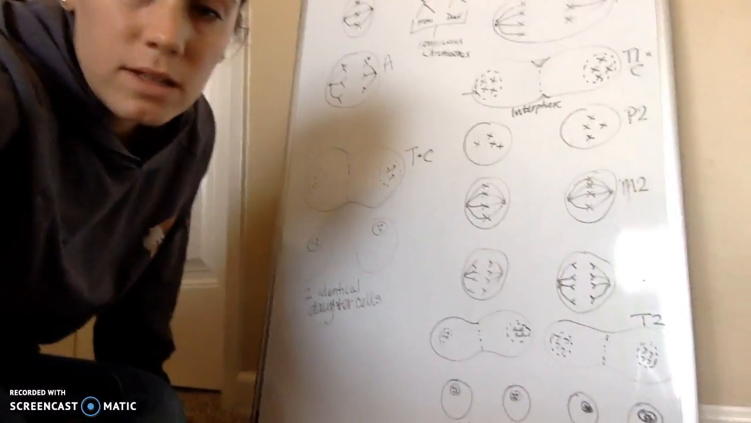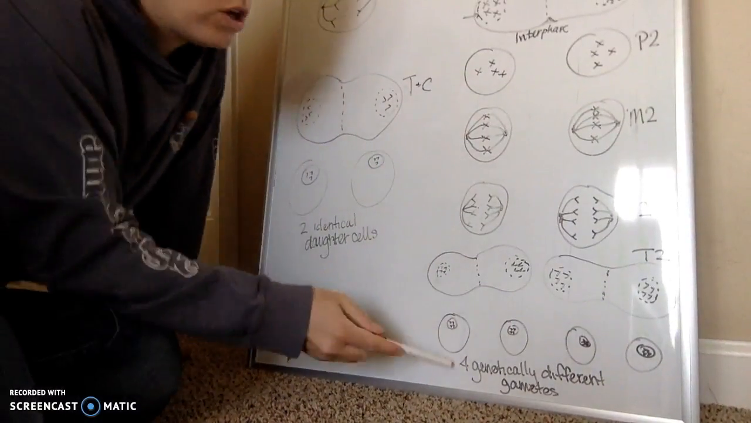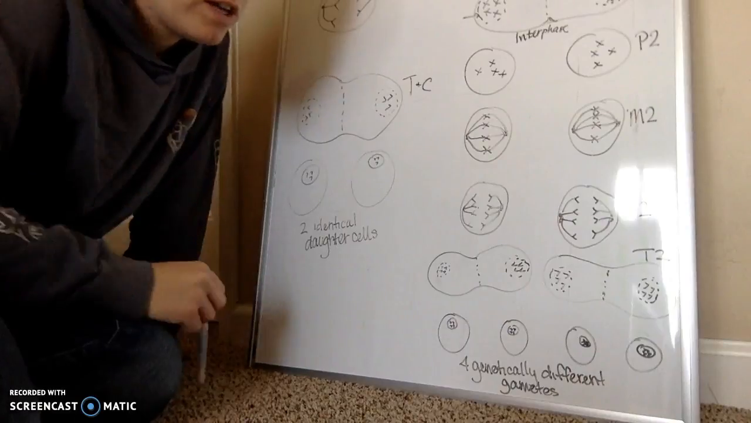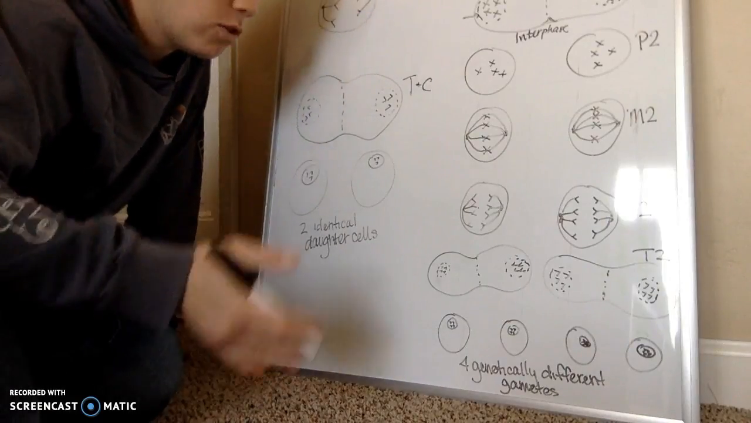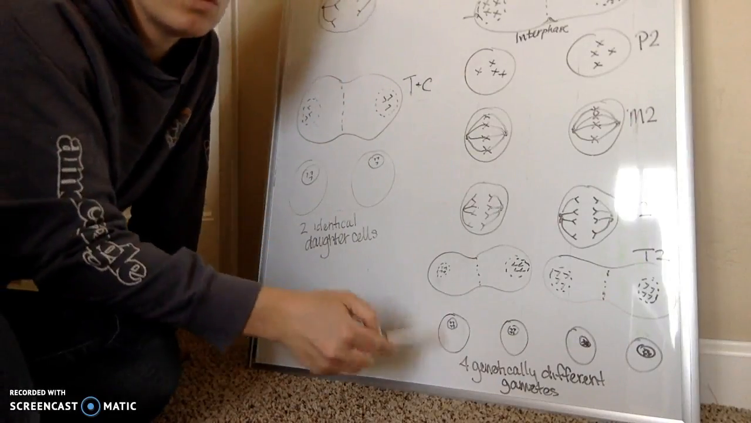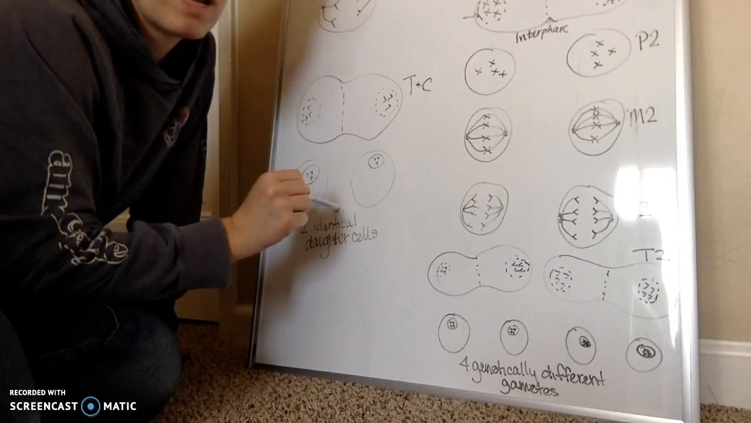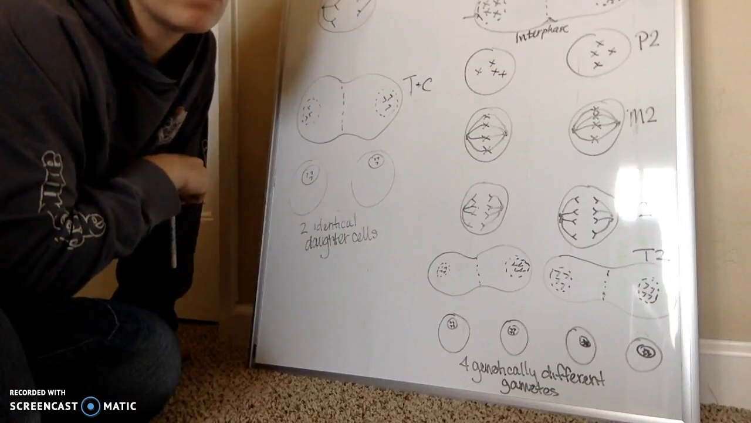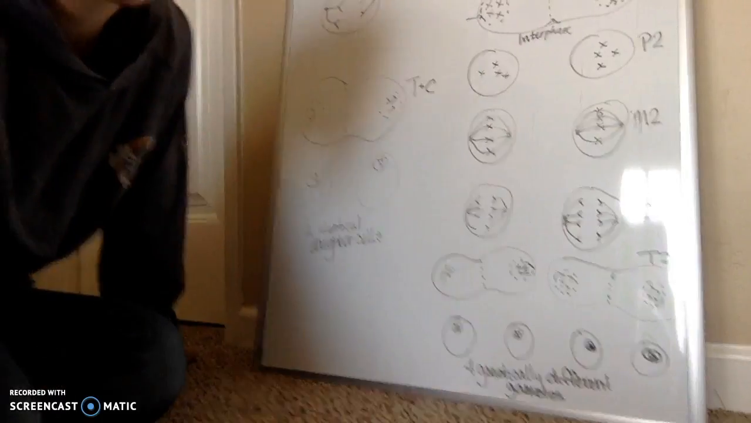So now we get 4 genetically different gametes, so 4 eggs or 4 sperm, okay, and so totally different from what's going to happen in mitosis, where we get 2 identical daughter cells, okay?